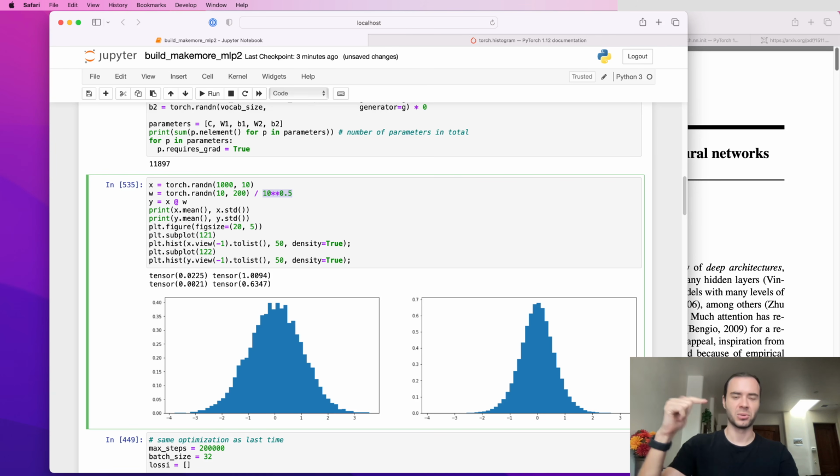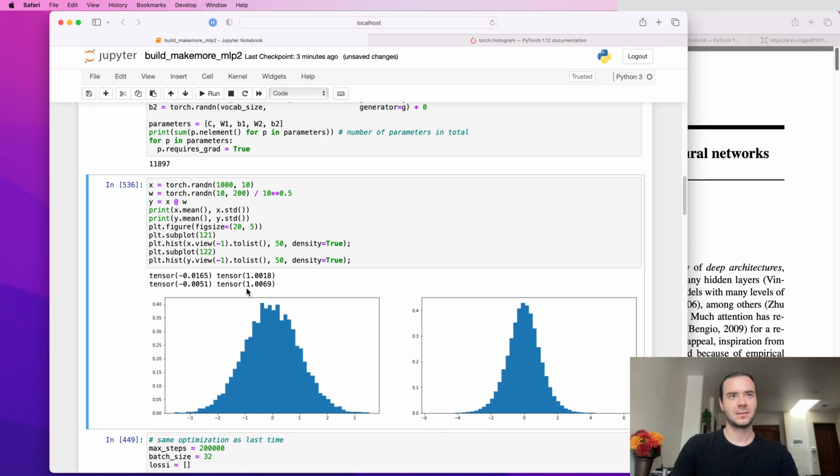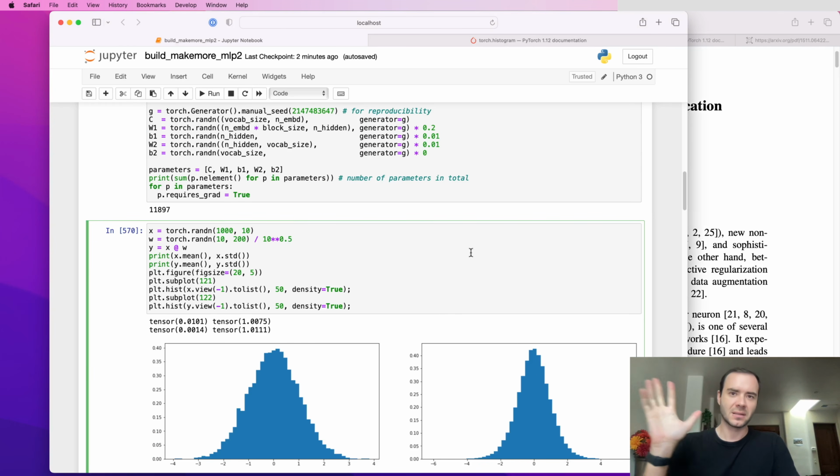You raise it to a power of 0.5. That's the same as doing a square root. So when you divide by the square root of 10, then we see that the output Gaussian has exactly standard deviation of 1.